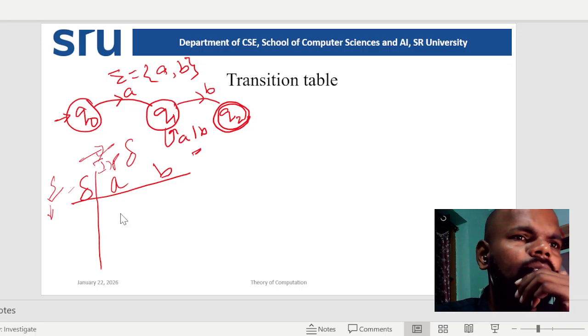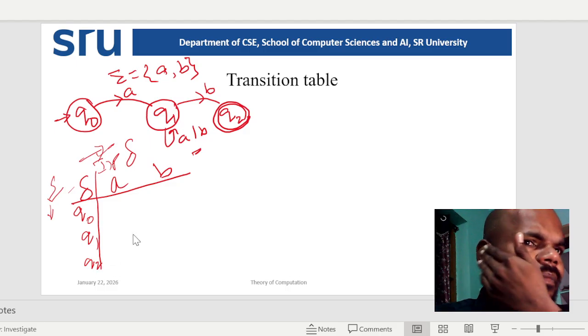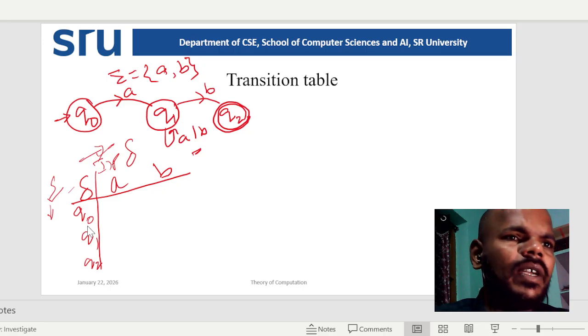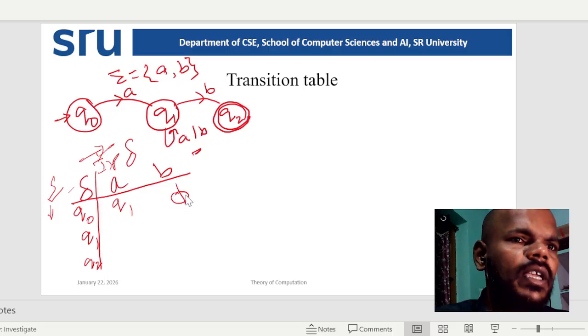So what are the states? q0 is one state, q1 is one state, and q2 is one state. Now check, on the q0 state with input symbol a, where is it going? To q1. So you write q1 here. On q0 with input symbol b, is it going from q0 to any other state? No. If it is not going anywhere, you write phi or the empty set. This is the way to represent the transitions on the q0 state.